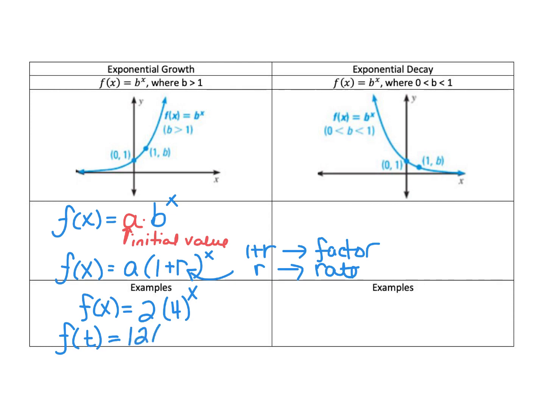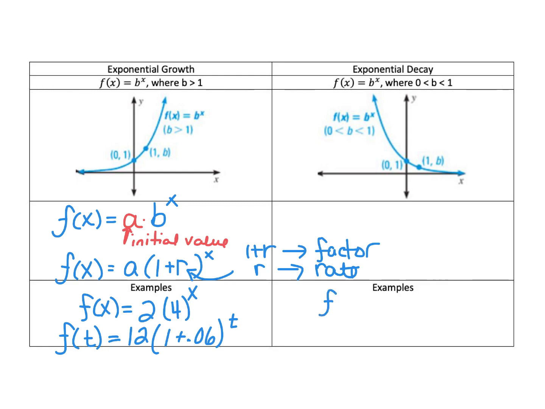So here's another example, 12 times, I'm going to write it like this, (1 plus 0.06) to the t power. So in this scenario, 1.06 would be my factor, my growth factor, and the rate would be 0.06 or 6%.